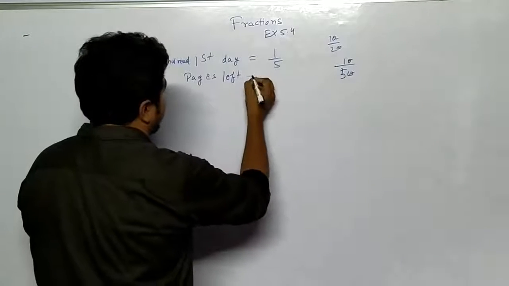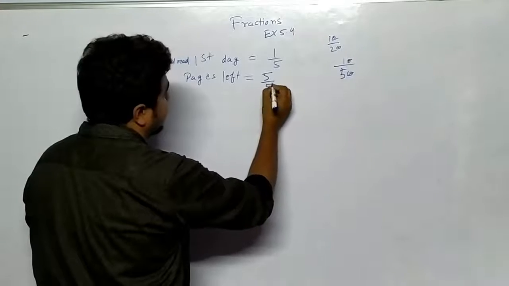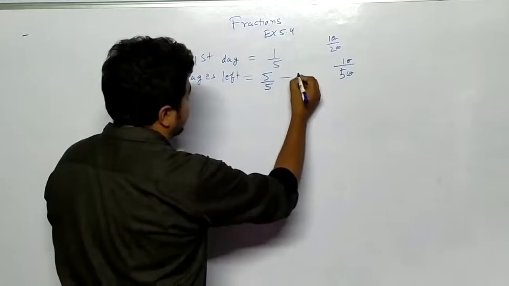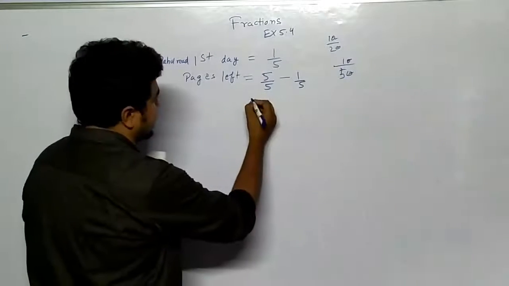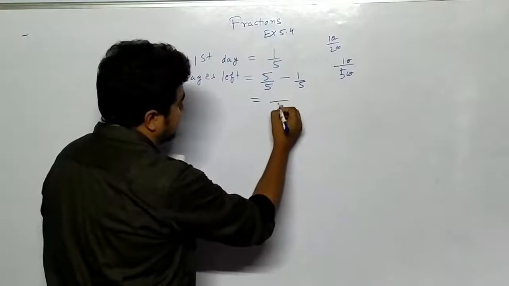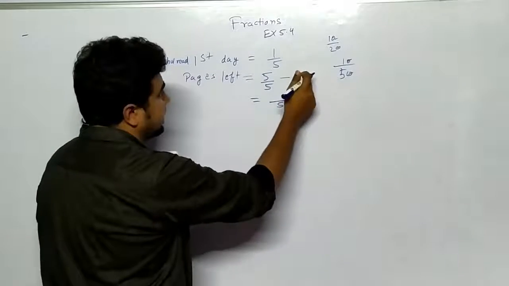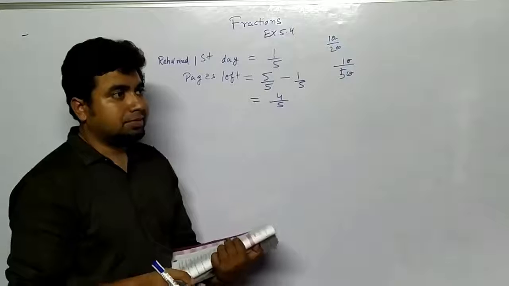Pages left. If Rahul should have read all the pages, then 5/5. Then you have to subtract 1/5. Means what is the fraction which is left here? As you can see, like fractions are there, so we will directly write 5, and then 5 minus 1 is 4/5. This is the fraction of pages left.